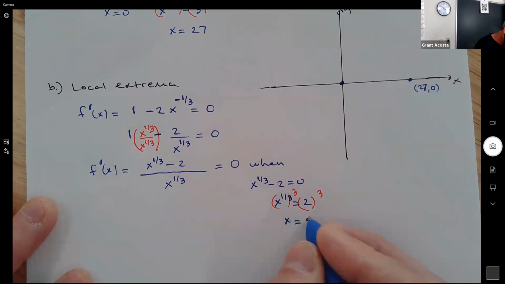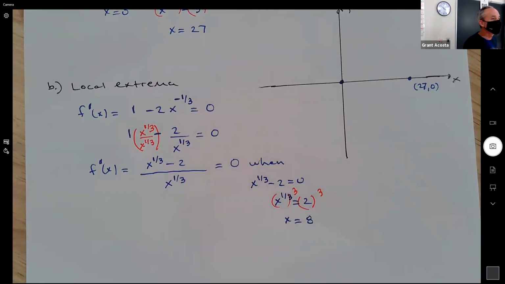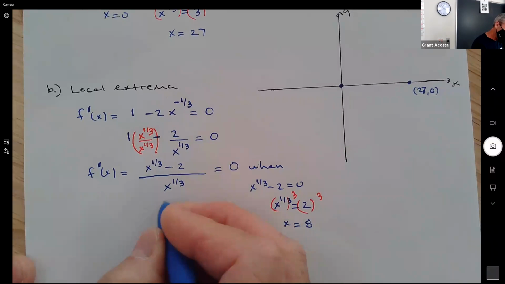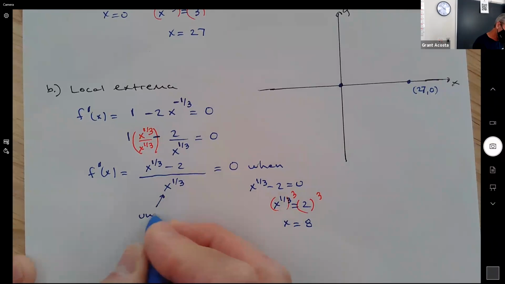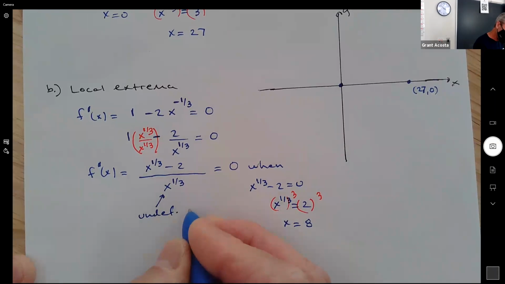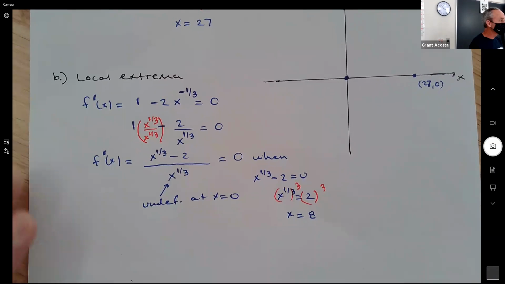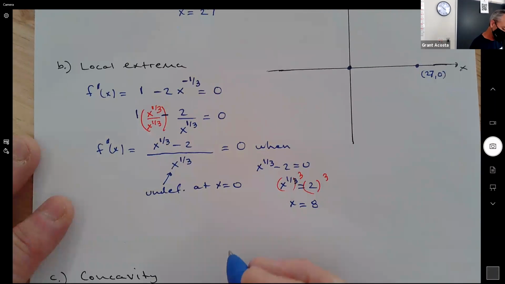When x is 8. So that is certainly a critical number, but who remembers from last time, what else qualifies as a critical number? Not only where the derivative is equal to 0, but where it's undefined. And this fraction would be undefined when x is 0. Yep. So both of those count as critical numbers in this one. That's one thing that's a little bit different. I'm going to do my number line right here.